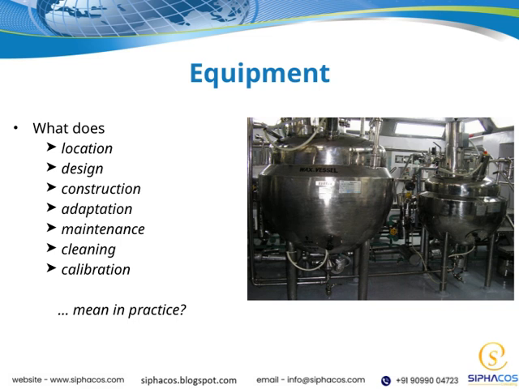Cleaning, of course, is essential for hygiene and proper functioning, especially in sensitive environments. Calibration ensures that equipment provides accurate measurements and results, which is crucial for quality control. All these aspects, location, design, construction, adaptation, maintenance, cleaning, and calibration, are interconnected. They reflect the practical steps we take to ensure equipment operates safely, effectively, and reliably. This understanding is central to our overall goal of maintaining high standards in our work.